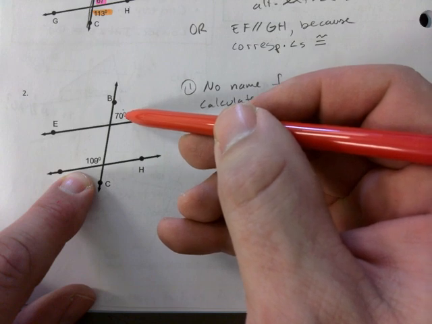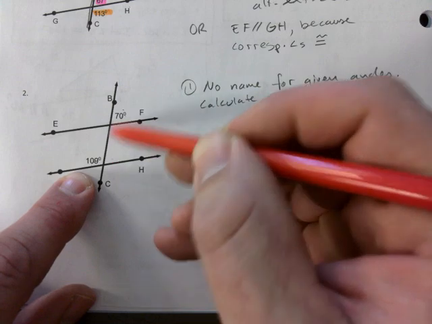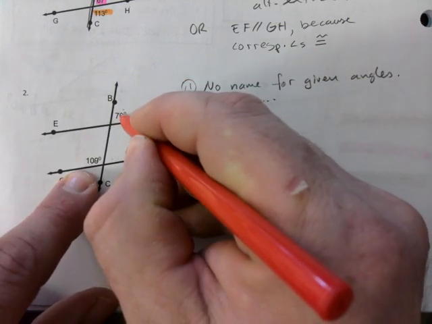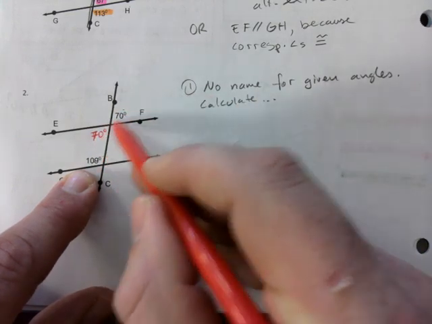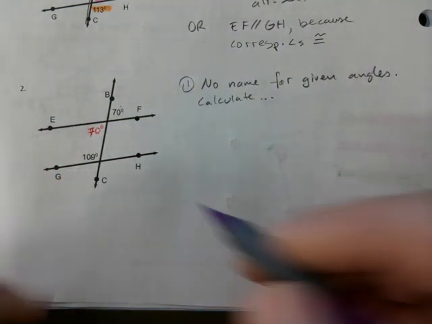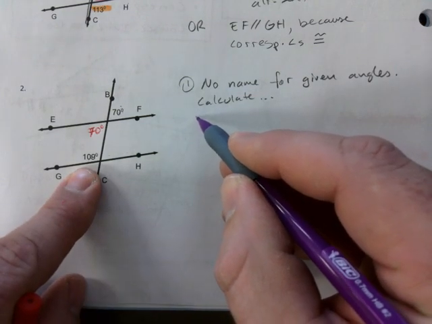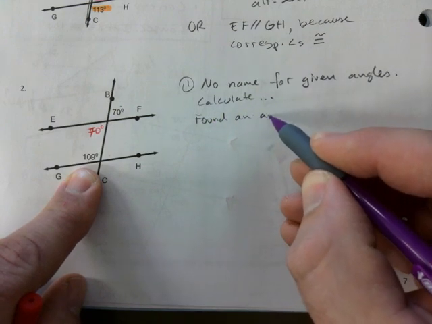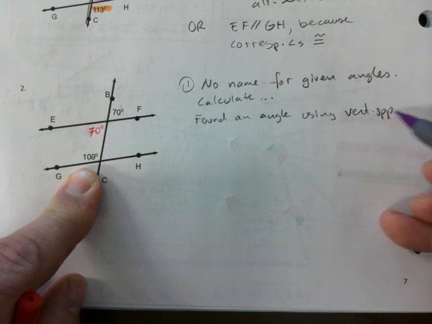This is where I see a common mistake. Some students are like, this is 70, so this must be 70. You can't make that assumption because we don't know if these are parallel, okay guys? So what we're going to do is bring this over to here. Can we do that? Yes, because these are vertically opposite. So that's always true. You can bank on that. And so I will say, no name. Found an angle using vertically opposite angles.